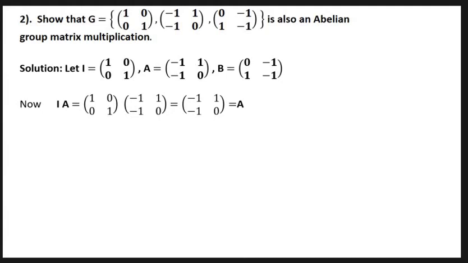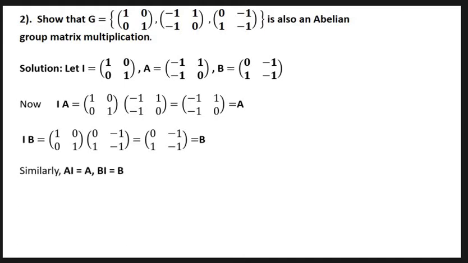Next, let us multiply with the B also, that is I into B. I into B is equal to [1 0; 0 1] times [0 -1; 1 -1]. Then the product of these two matrices is [0 -1; 1 -1], which is nothing but B itself. So what does it imply? AI is equal to A and BI is equal to B. Means the product of the identity matrix with the given matrix is the given matrix itself.